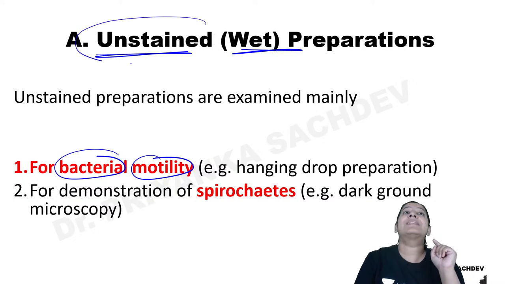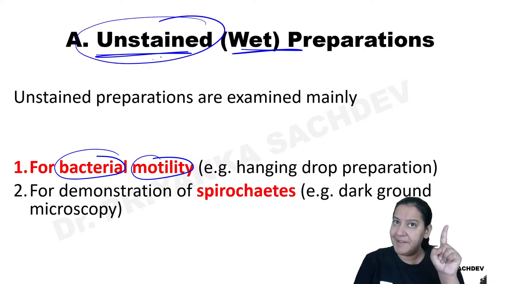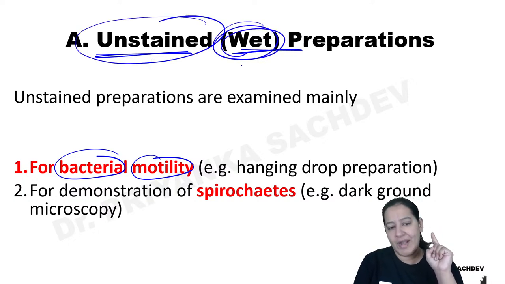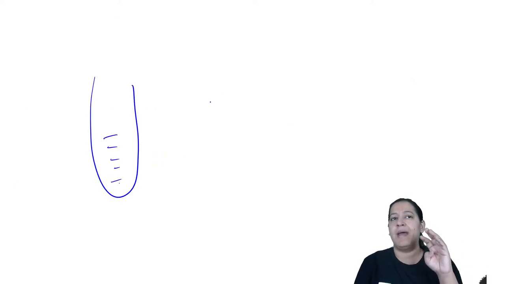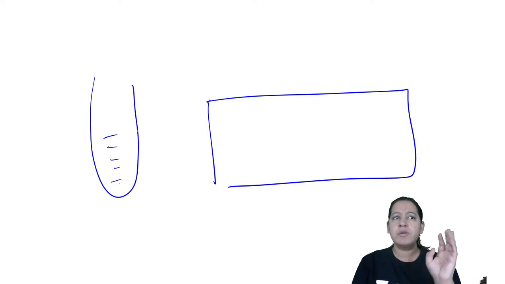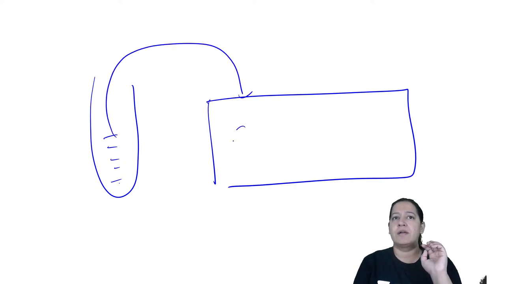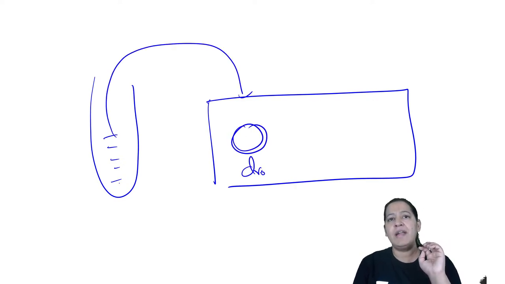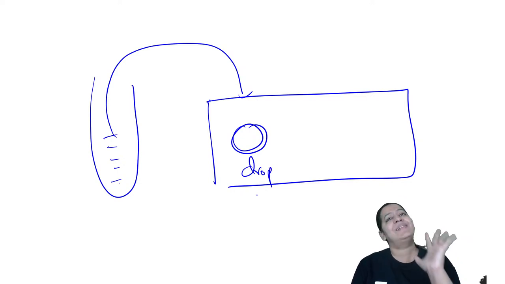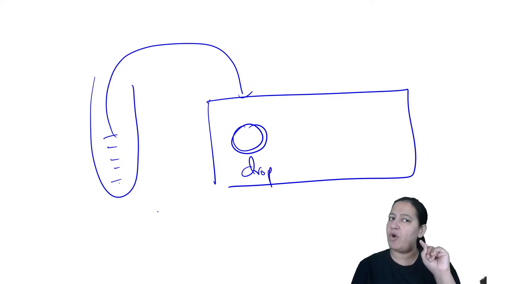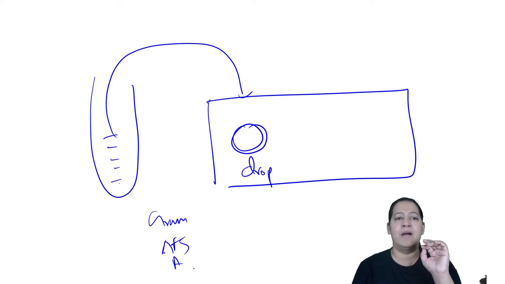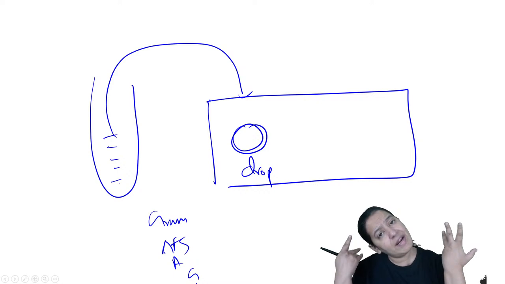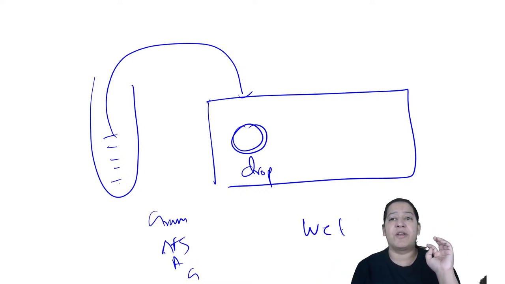You are using unstained preparation. Unstained preparations are known as wet preparation. Directly from the test tube, you have bacteria. This is your specimen and this is your slide. Without staining, just take one drop here and make a hanging drop preparation and see it under the microscope. I have not done Gram stain, acid fast stain, Albert, Giemsa, or any stain. I'm looking at it directly, so it is known as wet preparation or unstained preparation.